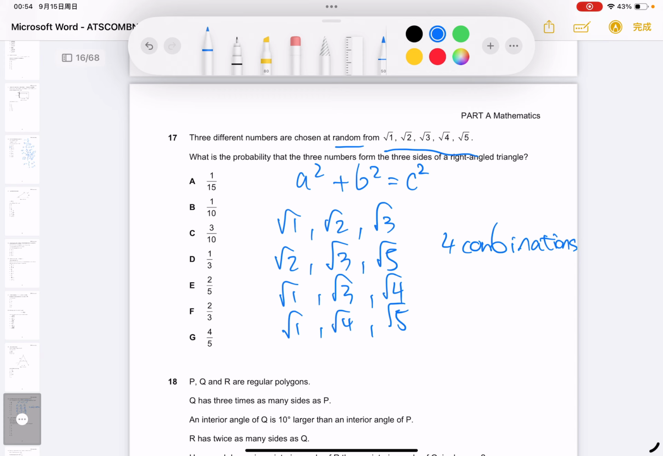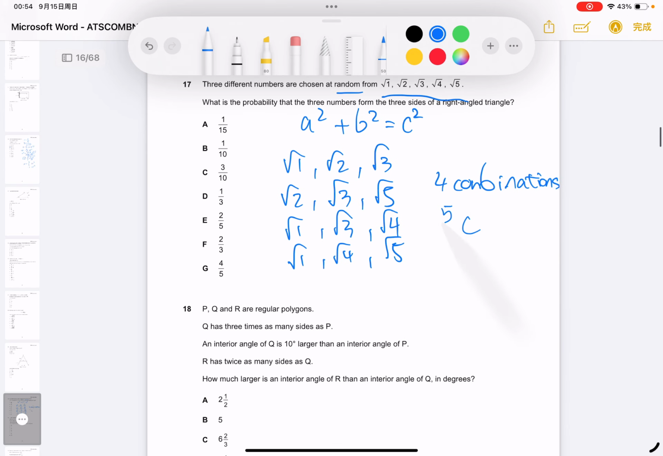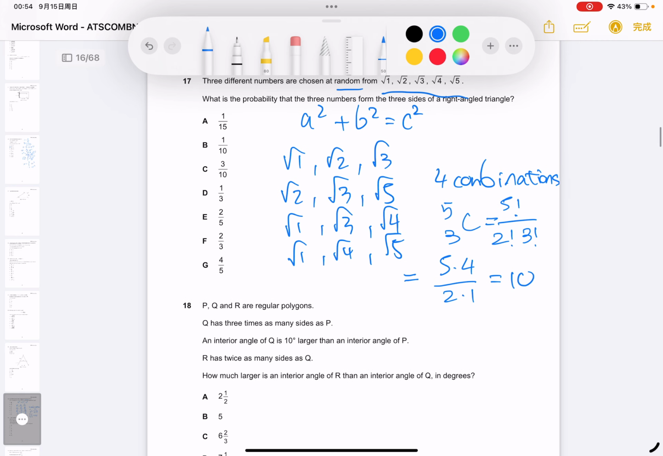And how about the total number of combinations of choosing 3 numbers from 5 numbers? So that's just equal to C(5,3), which is equal to 5 factorial over 5 minus 3 factorial, which is 2 factorial, times 3 factorial at the bottom. So it's 5 times 4 divided by 2 times 1, which is 10. So now we got everything we need. So this is just 4 divided by 10, which is 2 over 5. So the answer is E.